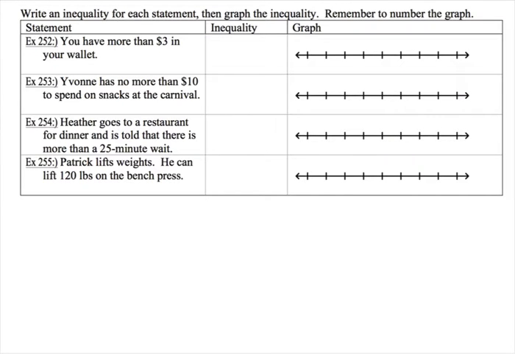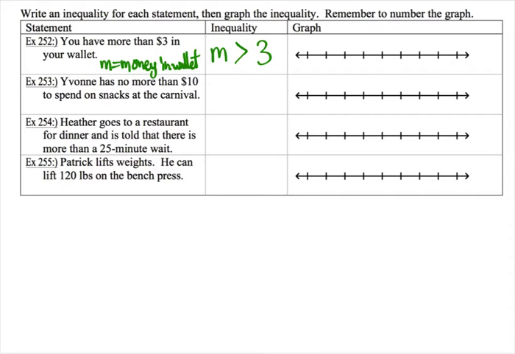Write an inequality for each statement, then graph the inequality. Remember to number the graph. The statement: you have more than $3 in your wallet. Let's make M equal the money in your wallet. Now, if M is the money in your wallet, M is my variable. It compares to the number 3. If I have more than $3, well, I can't have exactly 3, but I could have anything greater than 3. So M is greater than 3.